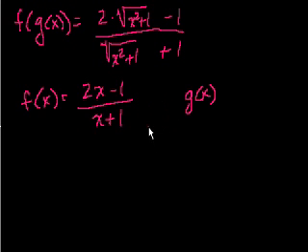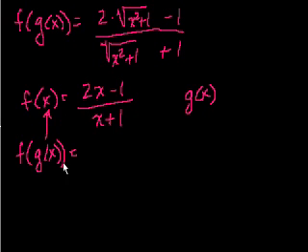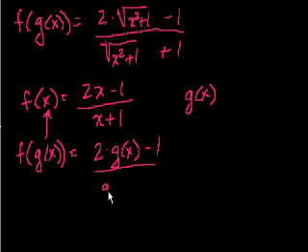Well, we can actually do this problem by just looking at it. Because for f of g of x, what we do is take everywhere we see an x and replace it with g of x. So f of g of x, let's say we don't know what g of x is, will be like this. Everywhere we saw an x, we replace it with g of x. Right? So it would be 2 times g of x minus 1 over g of x plus 1.